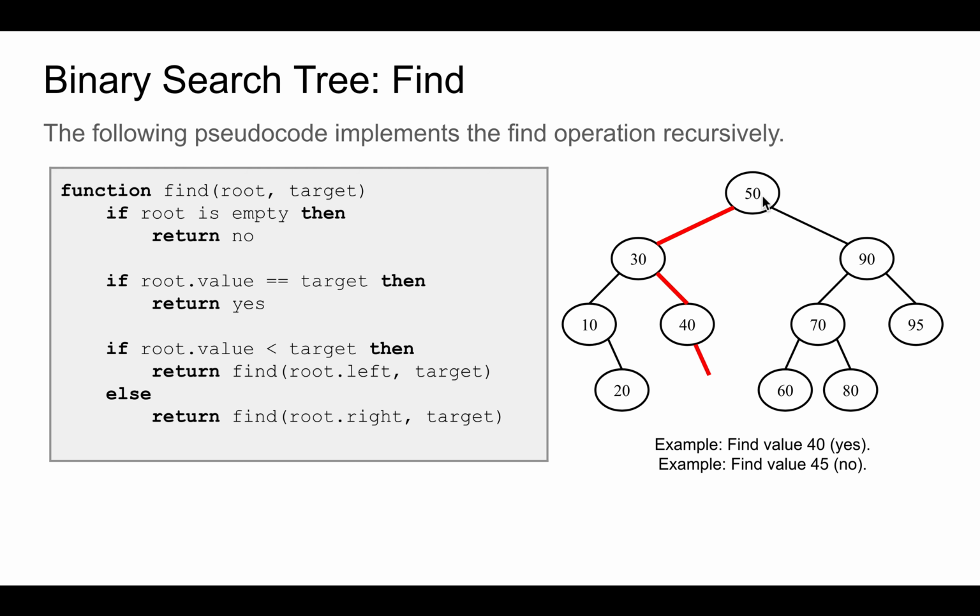Otherwise, we would return and look at the left child. So this is our pseudocode for finding a value or determining that a value does not exist within a set of data.